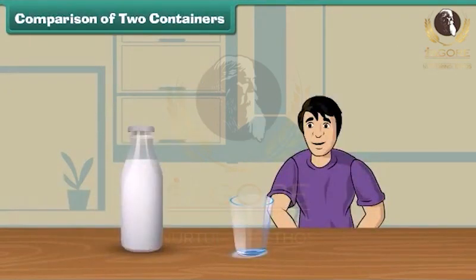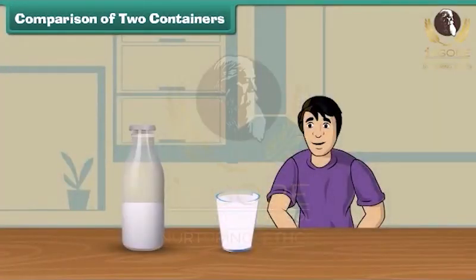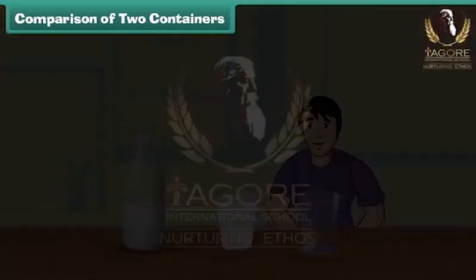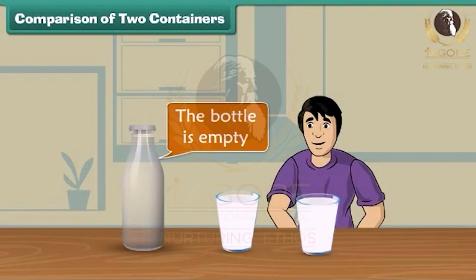Sam brought a bottle of milk. Can he empty this bottle in a glass? He fills the glass with the milk from the bottle. Look, milk is still there in the bottle. He then takes another glass and pours the remaining milk in it. Look, the bottle is empty now. Thus, Sam can empty this bottle of milk into 2 glasses.